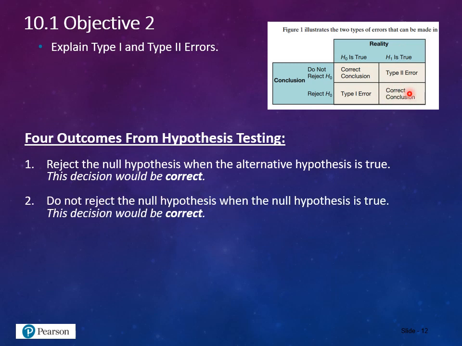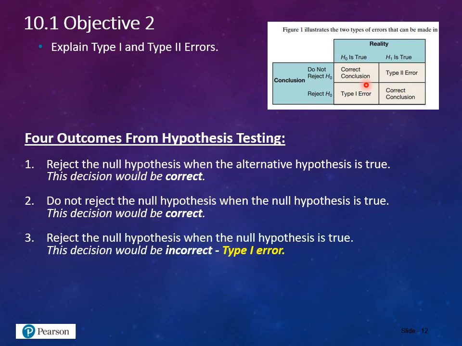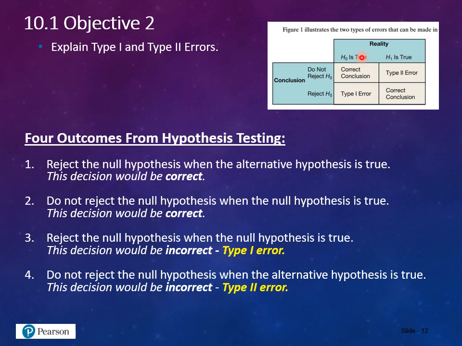Okay? We do not reject the null hypothesis when the null hypothesis is true. This is the top left. Don't reject the null if the null is true. Okay, this is also a correct conclusion. We reject the null when the null hypothesis is true. Reject the null when the null is true. This is a type 1 error. This decision would be incorrect. A type 2 error would be we don't reject the null when the alternative is true. Okay, and this would also be incorrect.